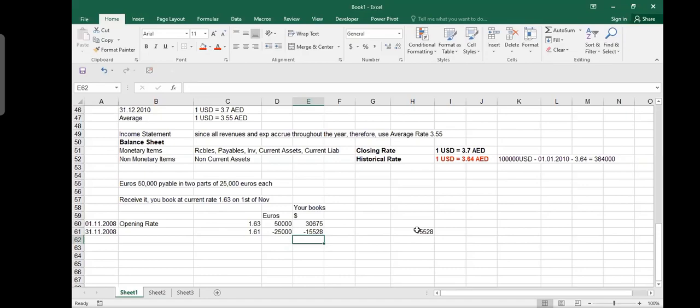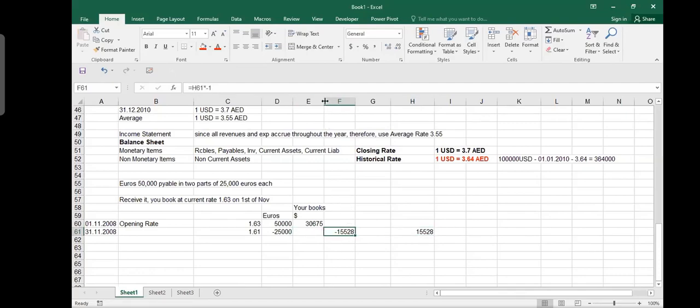But how much is the loss? How do you calculate the loss? We can take the initial value divided by 2. Yes, this is my loss. Can you explain that again? Yes, because see here, for making 25,000 euros, you took from your bank 15,528, right? This is what you are paying.